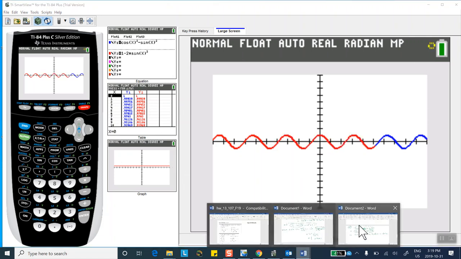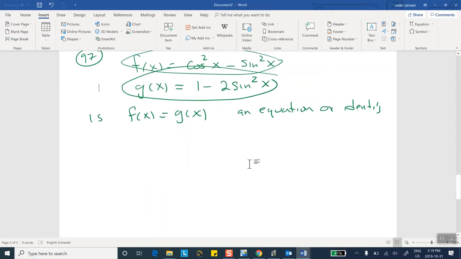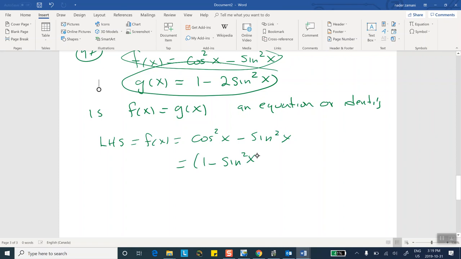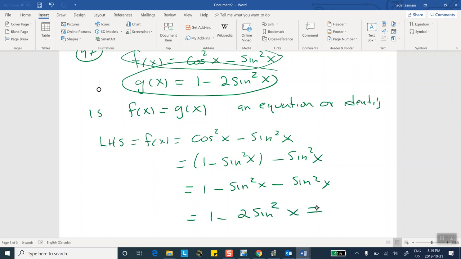Let's go back here and now prove it, because we were supposed to prove this. It's very easy. We start at the left-hand side, which is our f of x, cosine squared x minus sine squared x. Cosine squared x is 1 minus sine squared x, and there's a minus sine squared x here. So this is 1 minus sine squared x minus sine squared x, which is 1 minus 2 sine squared x, which is our g of x, the right-hand side. Therefore, that is an identity.